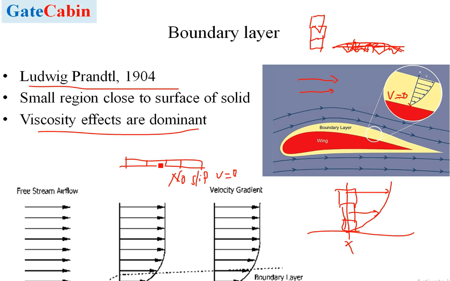Above that, the velocity keeps on increasing to a point where it reaches close to the free stream velocity. The region in which the velocity of a fluid changes from 0 on the surface of a solid to very close to the free stream velocity, generally 0.99 times the free stream velocity, is called a boundary layer. The boundary layer has different characteristics, and was first introduced by Ludwig Prandtl.